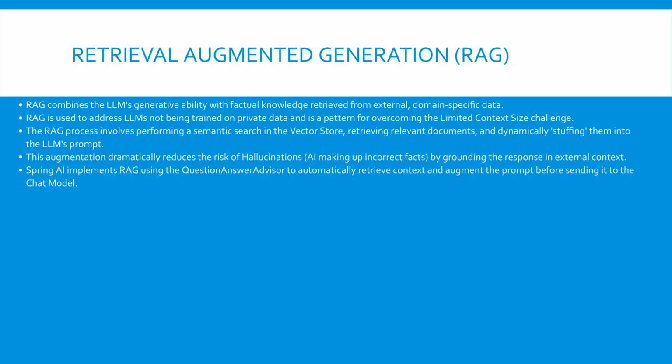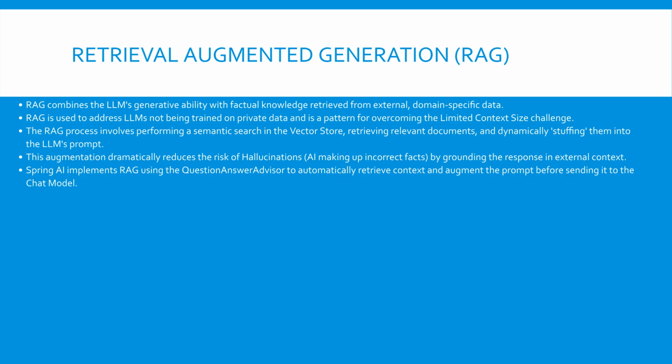When a user asks a question, the system first retrieves highly relevant documents from your vector store using the semantic search we just discussed. This is the retrieval step. Then, those retrieved documents are injected or stuffed into the prompt, giving the LLM the factual context it needs before it generates an answer. This augmented prompt is then sent to the chat model, which generates a response based on the new, up-to-date facts provided in the prompt.